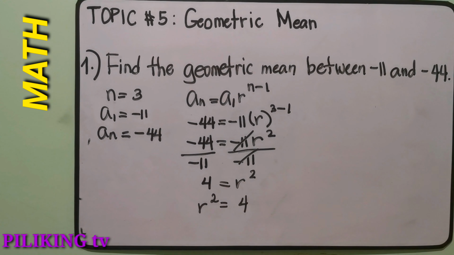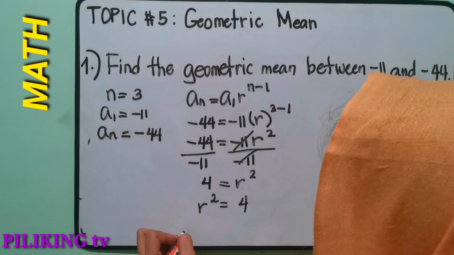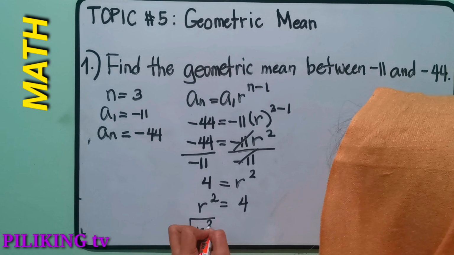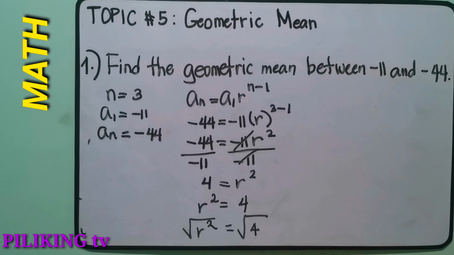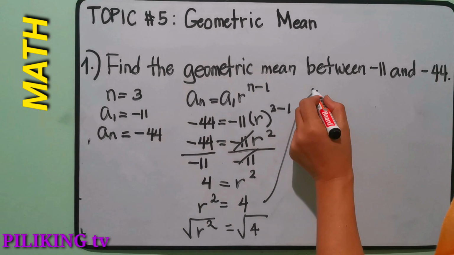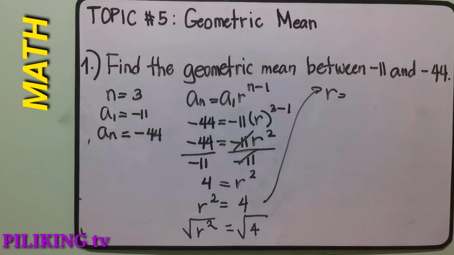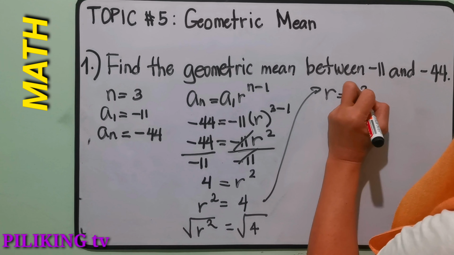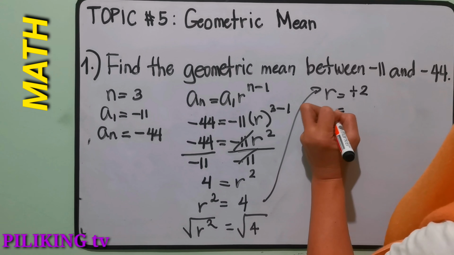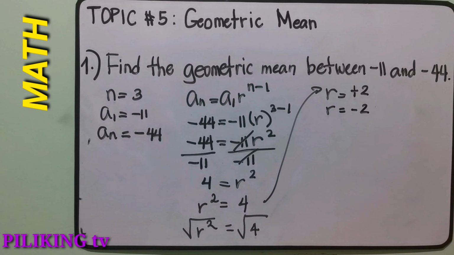Now, how will you simplify it? Okay, so get the square root of both sides. So we have the square root of r squared is equal to the square root of 4. So the square root of r squared is equivalent to r. This time, since we have the square root, it can be positive and it can also be negative. So r is equivalent to positive 2 and it can also be negative 2.